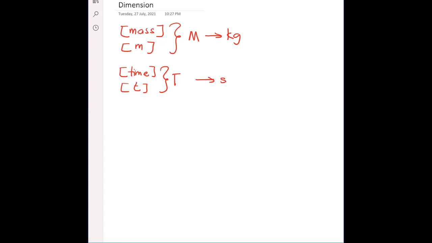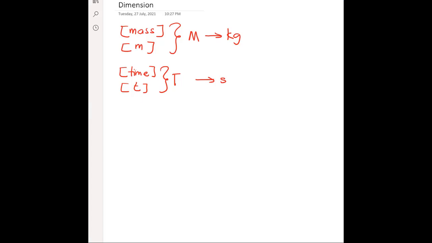Now, ada banyak symbol kat sini. You have to make sure you memorize everything. So please refer to the lecture note. You'll see the table shows the basic quantity, and then the symbol for dimension, and the next one is the unit.